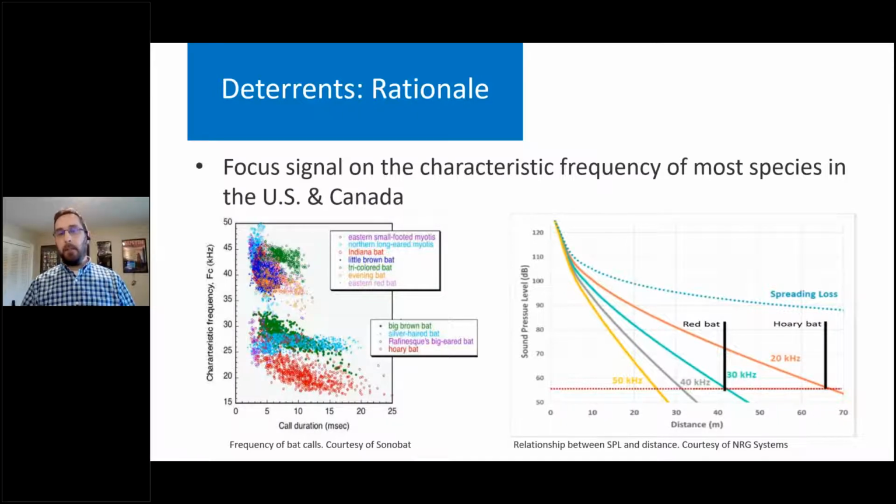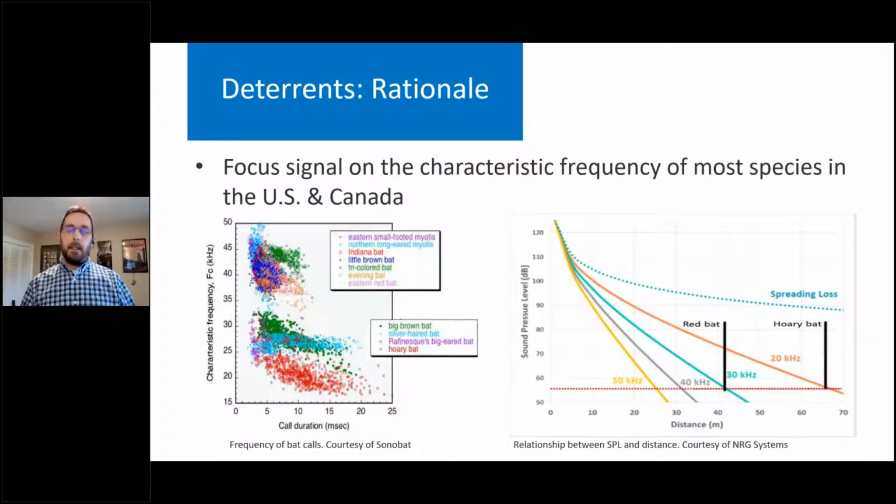Given the set of conditions, say we were trying to achieve a 55 decibel level to deter bats, a 50 kilohertz signal might only travel roughly 25 or so meters. For eastern red bats, which have a characteristic frequency of about 30 kilohertz, that signal may travel just over 40 meters. And for hoary bats, which have a lower characteristic frequency, closer to 20 kilohertz, the sound will travel around 65 meters.